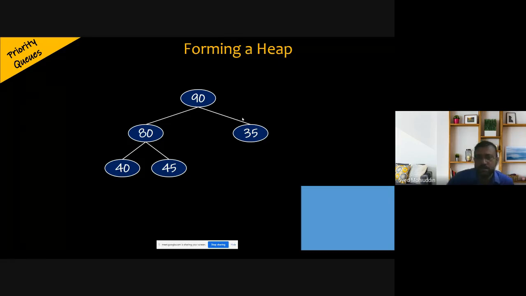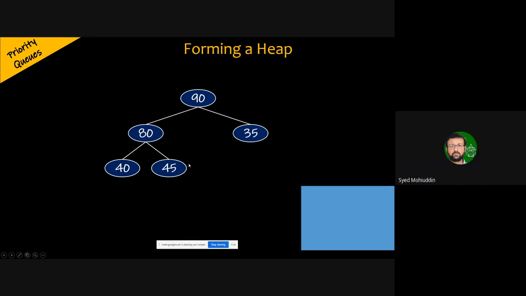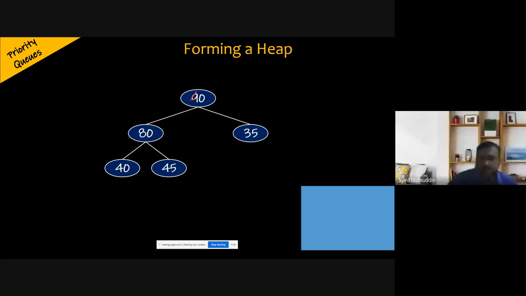So what happens is, when node 90 is deleted, the last element from the heap is taken. Which is the last element? Counting 1, 2, 3, 4, 5, the fifth element, which is 45. The last element is replaced with the root. So 45 becomes the root node. So this becomes 45 instead of 90.